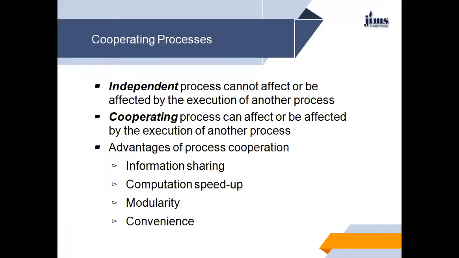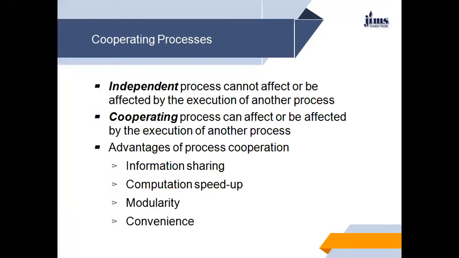Now, actually, there are two kinds of processes. One is called the independent process. The independent process cannot affect or be affected by the execution of another process. Since the processes are executed independently, the effect of one process cannot make an effect on the other. So the problem arises when there are cooperating processes. A cooperating process can affect or be affected by the execution of another process.